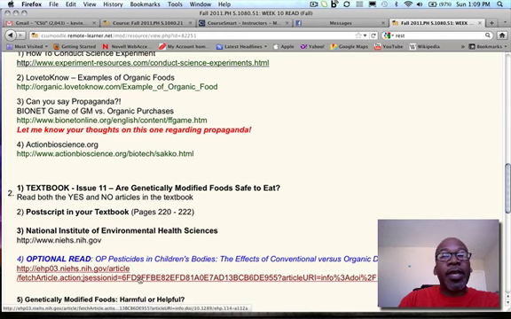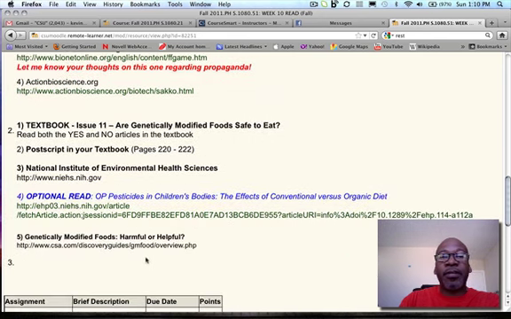And then one more. Again, the effects of conventional versus organic diets. Some other interesting information. And then, of course, genetically modified foods harmful or helpful from CSA. Again, you cannot use this link for your SEEK assignment, but you can use it for review. So I've given you a good week and a half to do some work, so feel free, you have time to check all of these different links out.